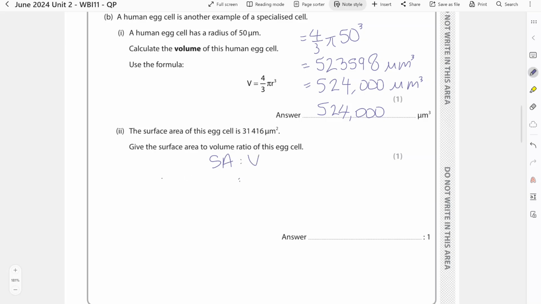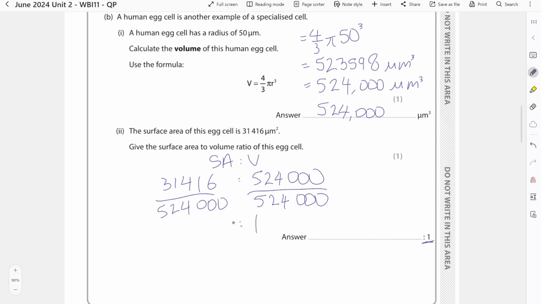So the surface area is 31416 and the volume is 524,000. Now if you look at the answer, you can see that we want the volume to equal 1. And in order for that to happen, we need to divide both sides by 524,000. So 524,000 divided by 524,000 would equal 1, and this would equal 0.06. I'm going to write 0.06 over here.